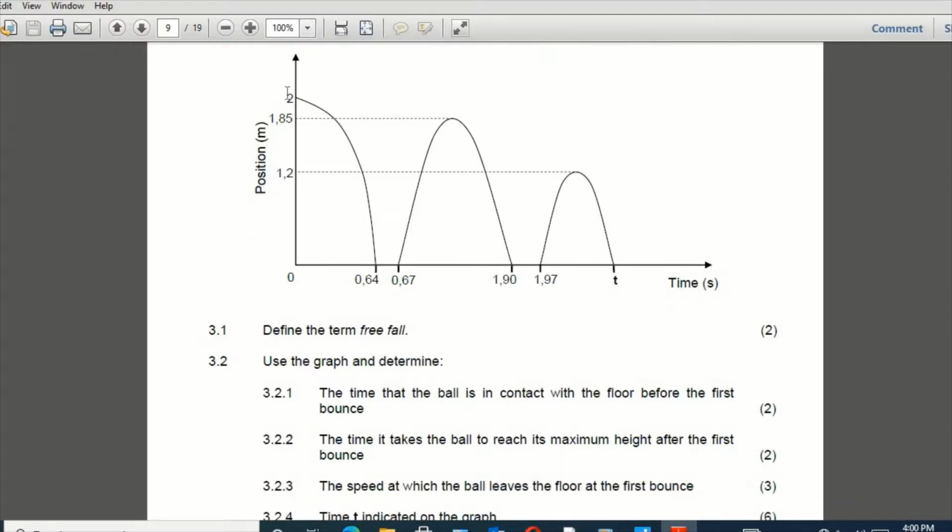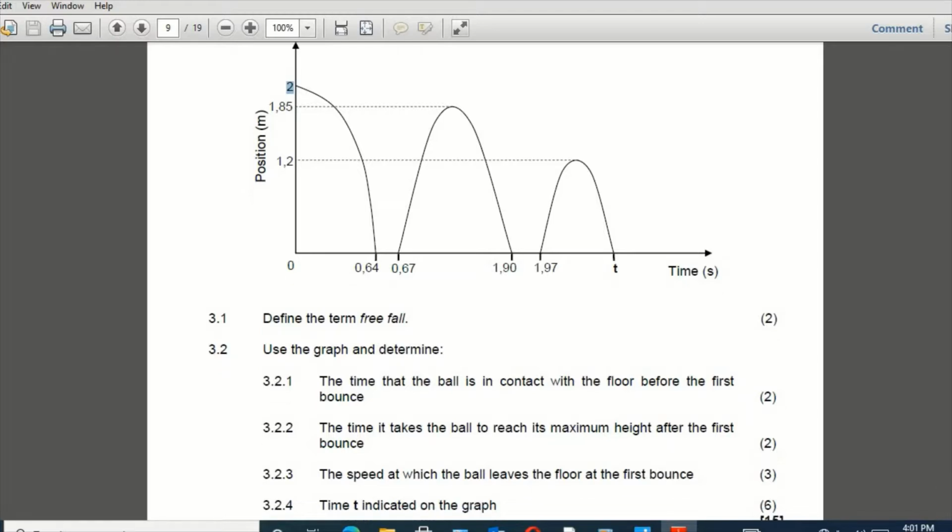So we see this ball is dropped from a height of 2, because the y-axis is position measured in meters, and the x-axis is time measured in seconds. After dropping, it goes down and after 0.64 seconds it hits the floor, and then it's in contact with the floor for a couple of seconds before bouncing for the first time. It reaches a maximum height, then comes down again, hits the floor after 1.9 seconds since the beginning, and is in contact with the floor. The same thing happens when it bounces to the maximum height, and finally it hits the floor at a time t, which is not provided for us.